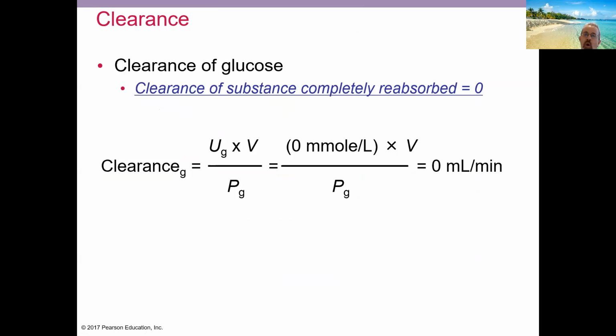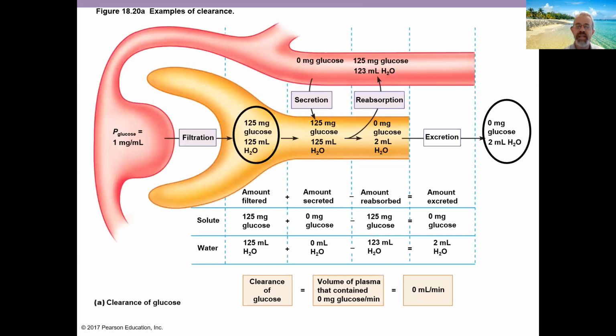With glucose, what goes in is whatever the concentration is, what goes out is 0. So the clearance rate for glucose is 0 because no glucose is excreted in the urine. All right, and you can see that right here. Say, for example, the clearance of glucose, 125 milligrams. And again, these are just random numbers. 125 milligrams of glucose are filtered, right? It's all reabsorbed. So we have 0 left.